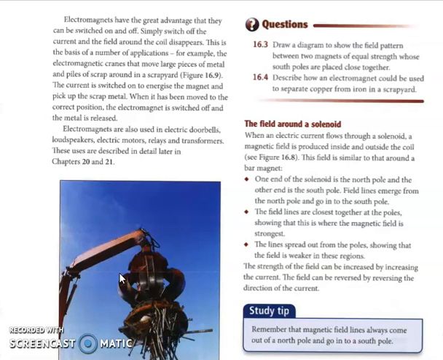And electromagnets have the great advantage that they can be switched on and off. Simply switch off the current, and the field around the coil disappears. So when off, the magnetism goes, and when on, the magnetism comes. So this is the basis of a number of applications. For example, electromagnetic cranes move large pieces of metal and piles of scrap around a scrap yard. So the current is switched on to energize the magnet and pick up the scrap metal.